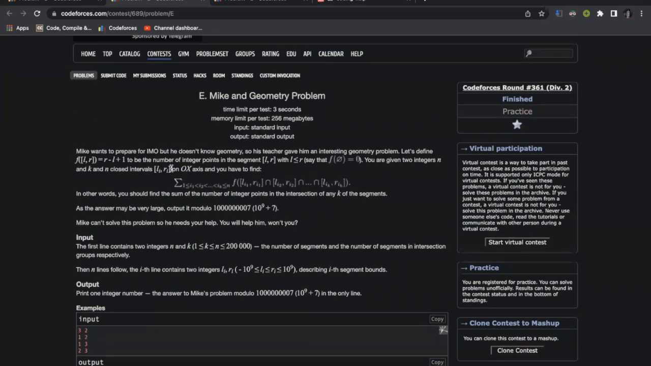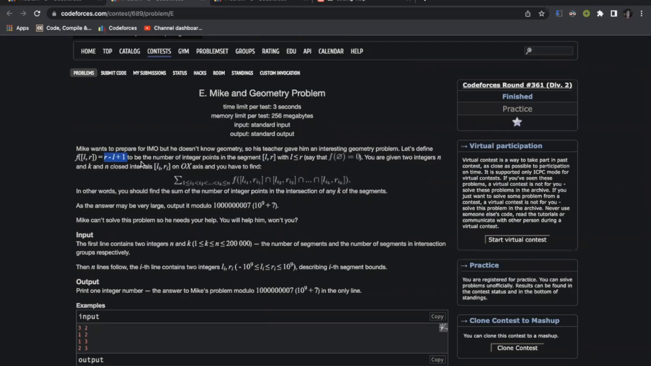So in this problem, we again have n intervals, and these intervals start at L and end at R. This time they are inclusive, and the f of an interval is the number of elements present in this interval. So f of an interval which starts at L and ends at R is equal to R minus L plus 1. Okay, and so we have n and k, and then we have n intervals. What we want to find is, for all the subsets of size k out of these n intervals, we have to find the value of f of the intersection of that particular subset.